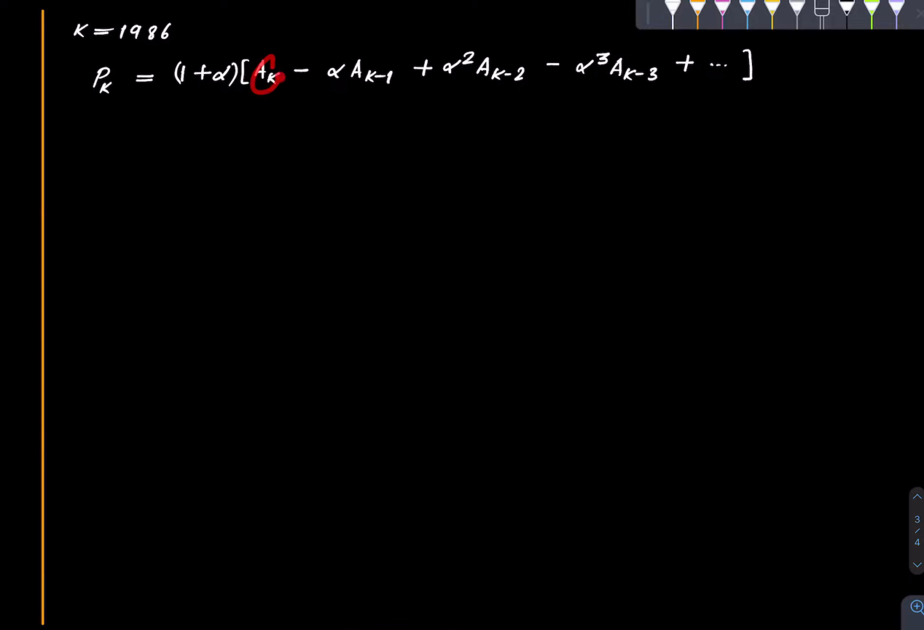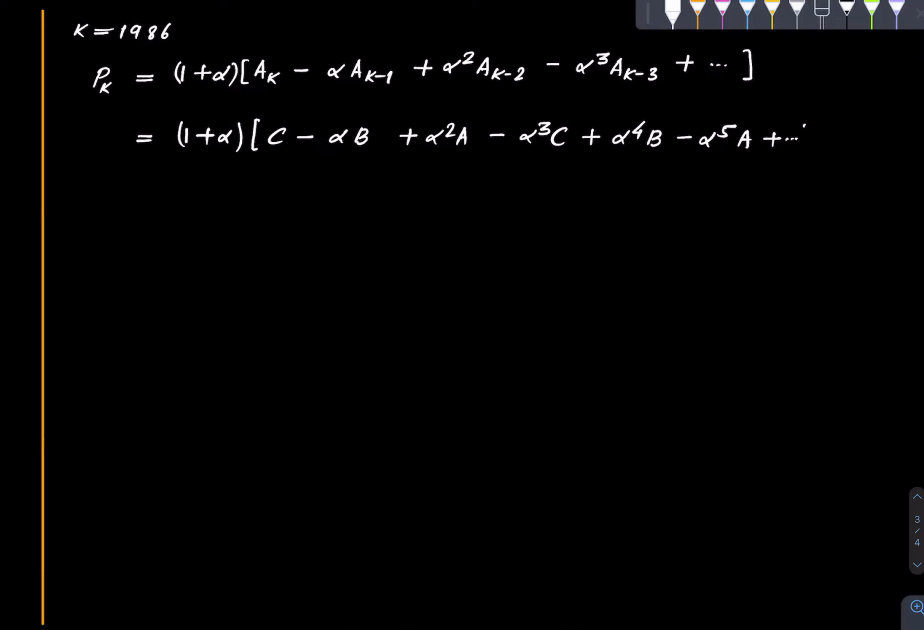And this is nothing but, what is this? This is C. This is B. This is A. This is C, B, A. So this is equal to 1 plus alpha C minus alpha B plus alpha squared A minus alpha cube C plus alpha to the power 4 B minus alpha to the 5 A and dot dot dot. That's what it is. But here is the point.